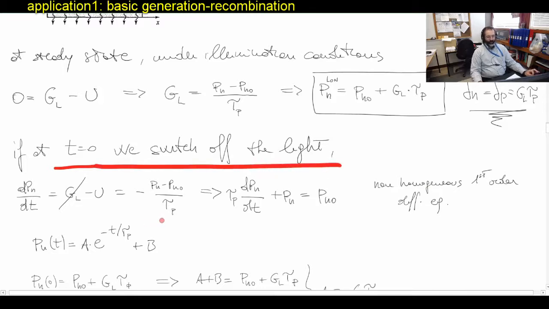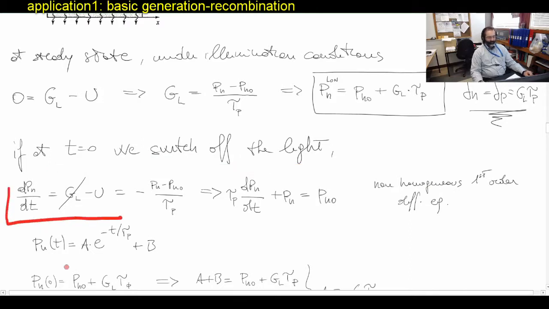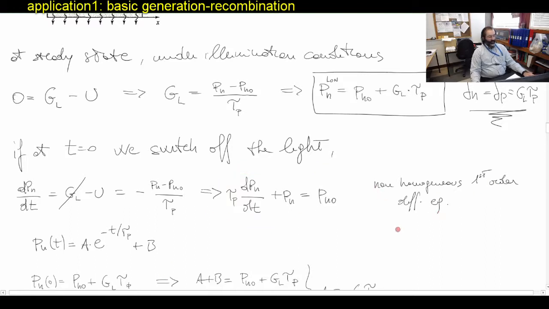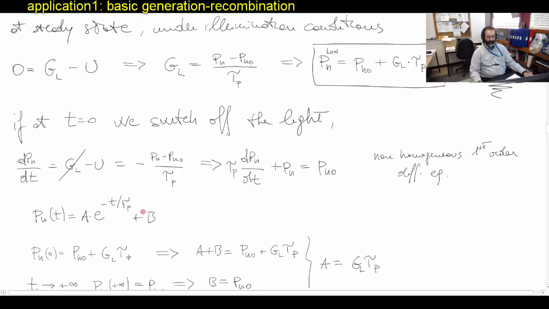Now, let us imagine that at t equals 0, we switch off the light. So if we switch off the light at that very moment, from that moment onward, the equation I need to solve is this one here, where GL is gone now. And so the equation becomes effectively this, and we end up, if we order better the terms, with this equation here. This is a non-homogeneous first order differential equation, which we can solve. We've solved this type of equations before, so the solution can be written like this.